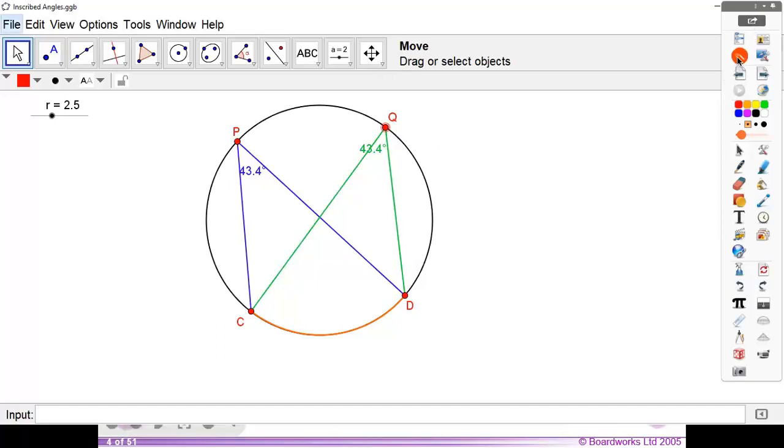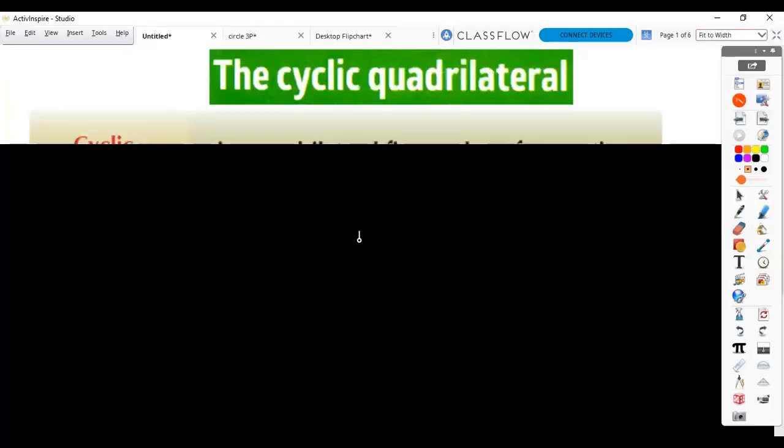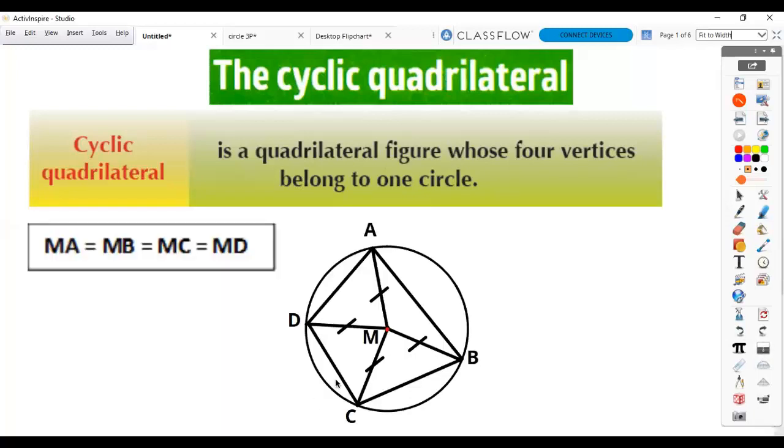So let's go back to our lesson today. What is a cyclic quad? Cyclic quad, we say quad instead of quadrilateral, like an abbreviation. It's a quadrilateral whose 4 vertices belong to one circle. How? Let's see here. A, B, C, D. The 4 vertices lie on the circle. So I can draw a circle passing through these 4 vertices.